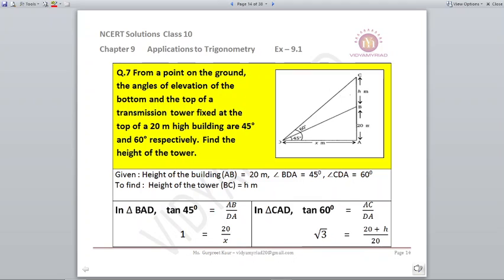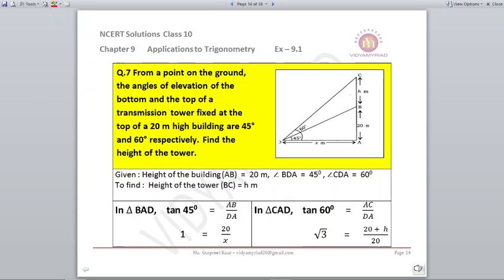We don't know the base also, so we have to find that. We will assume it as X. We will use tan for finding H and X. So tan 45 will be AB upon DA. AB is given to us as 20 and DA is X. What is the value of tan 45? 1. So what is X? X is equal to 20.